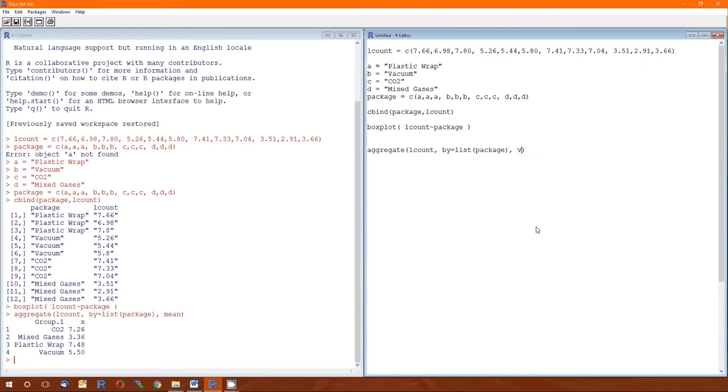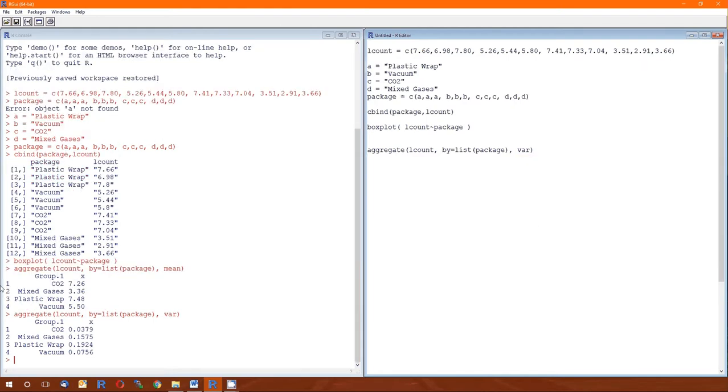If you want to look at the variances, just change mean for variance, and you'll see that the variance of the CO2 is 0.0379. And again, these are sample variances, 0.171575, etc. So that's a quick way of applying some function, mean is usually what's used, to a variable and grouping it in certain ways. So the grouping variable goes there. But ANOVA is all about drawing conclusions about the population, not about the sample itself.